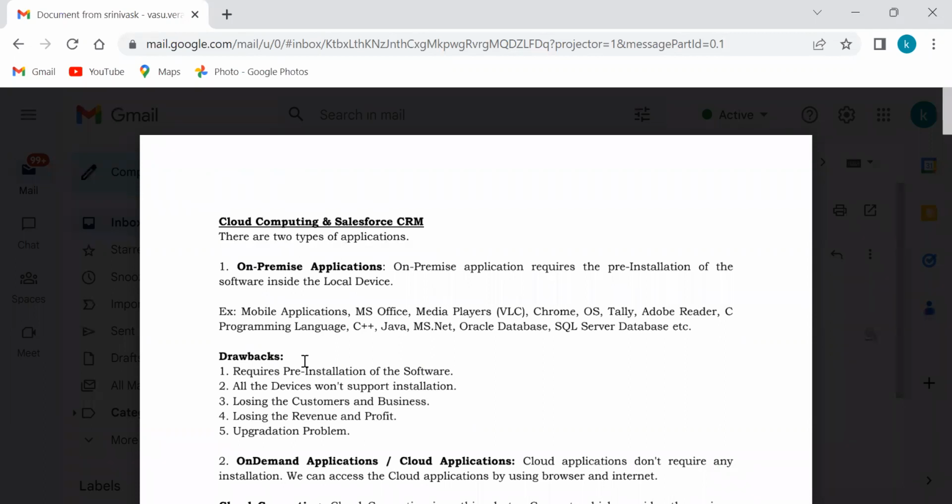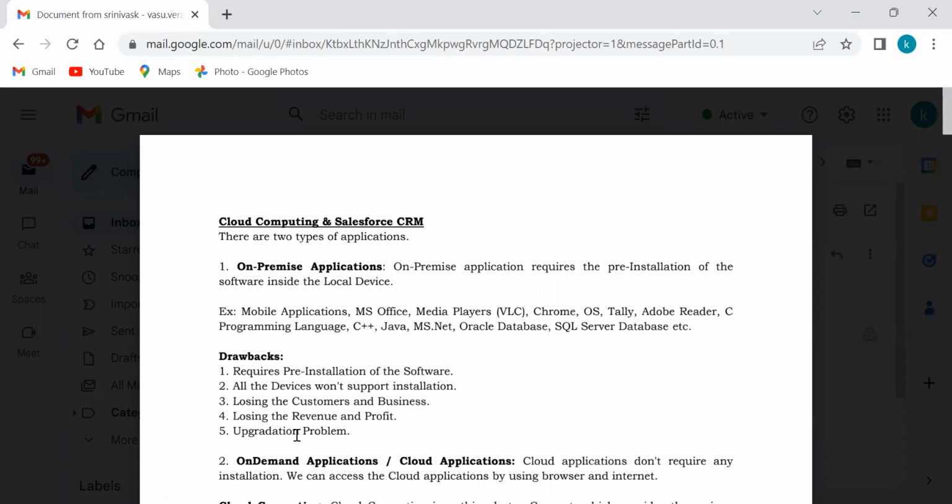The second one is, if the application is not supported by any of these devices, we are losing customers and business. If an application cannot be downloaded by a user or a customer, we are losing the customer. Losing customers means losing business, and losing business means losing revenue as well as profit. This is another drawback of on-premise applications.